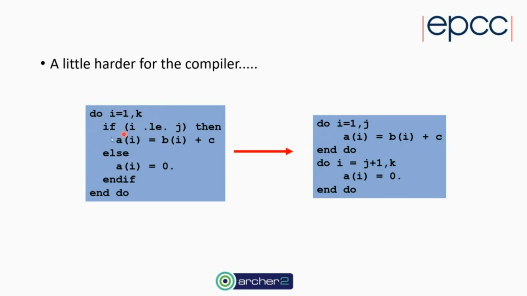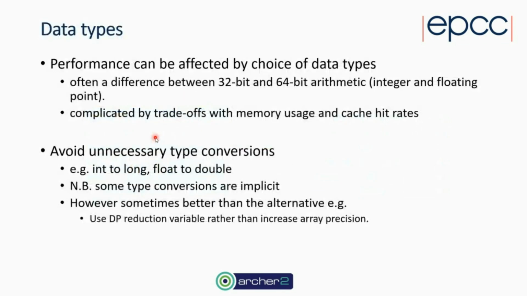Whereas here, as an application developer, I can say, well, if I can get rid of a loop altogether and just say, actually, do I up to j, and then I from j up to k, and I can get rid of that branch altogether. And it's unlikely the compiler will have been able to do this for you, because it can't really reason about the logic that's going on in here.